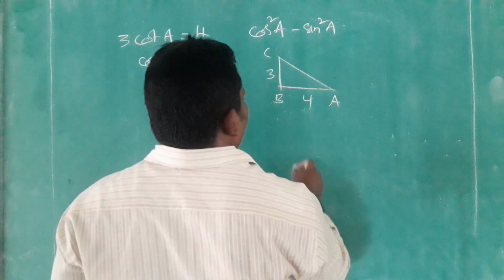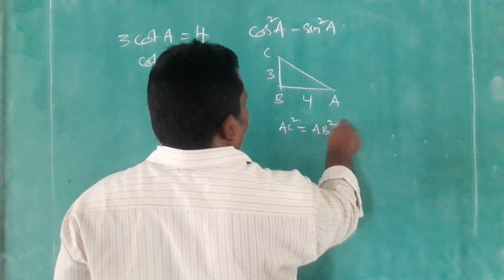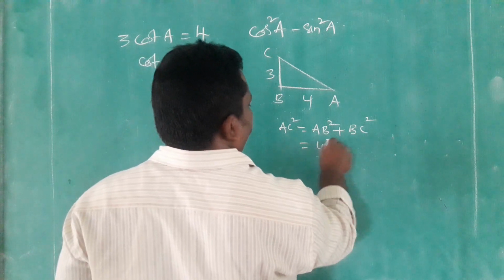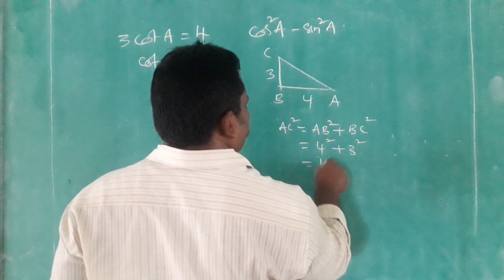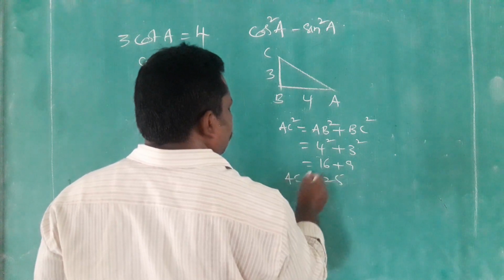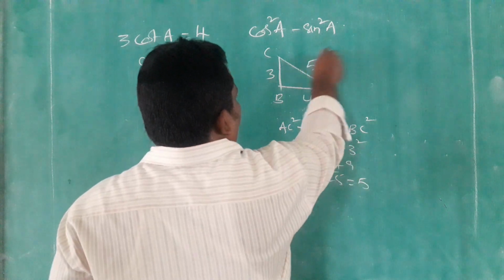Okay. This value is AC square is equal to AB square plus BC square. That means AC square is 4 square plus 3 square, which is 16 plus 9, equal to 25. AC is equal to the square root of 25, which is equal to 5.